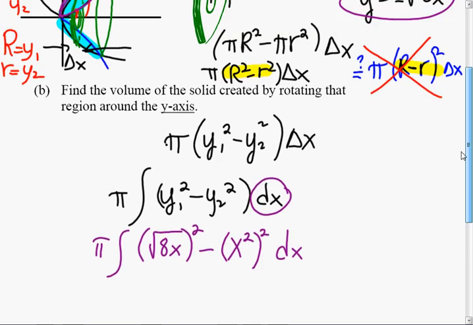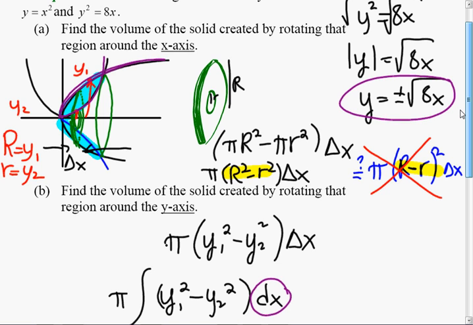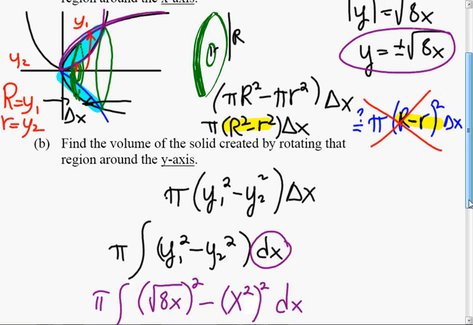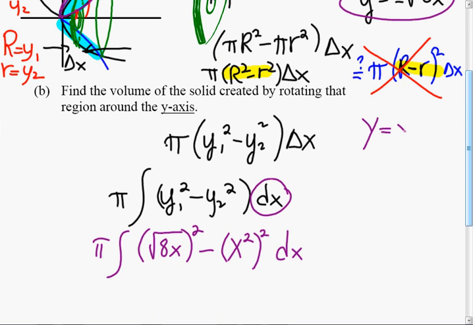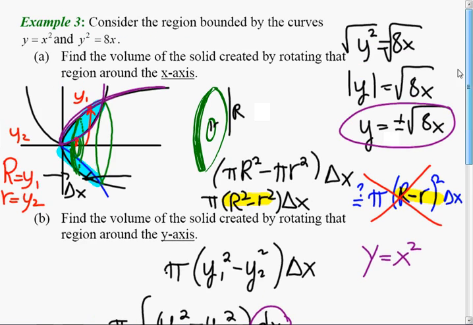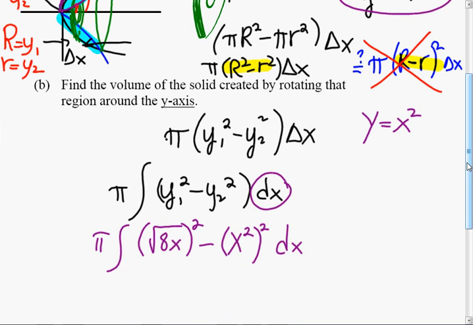And the x's are going to go from, we have a problem here. We just have to figure out where they intersect. Let's pretend it's a non-calculator problem. Y equals x squared. And then what's the other one? Y squared equals 8x.